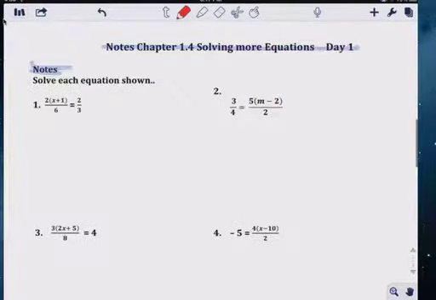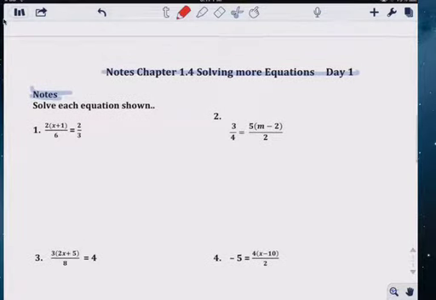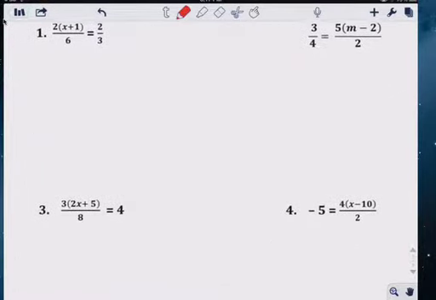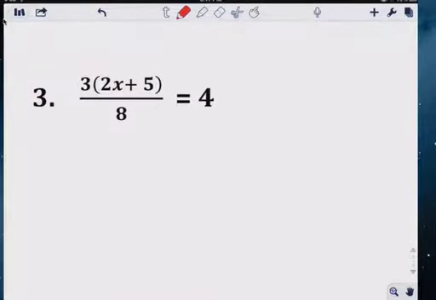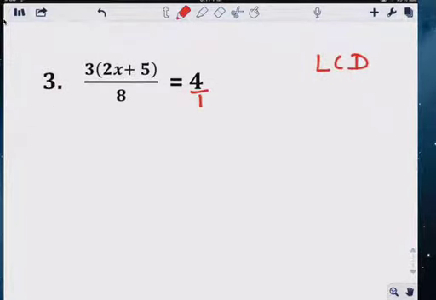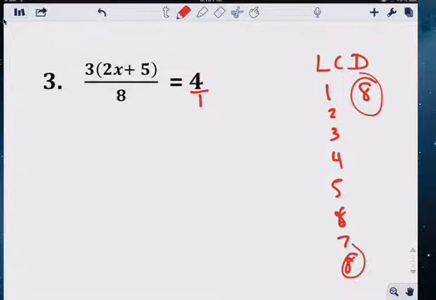On the front page of today's notes, your son or daughter should have this posted, 13, 14 there. We start with number 3. We do the least common denominator. The denominators in class I went 1 and 8. Start out with the lowest one: 2, 3, 4, 5, 6, 7, 8. So the least common denominator is 8.